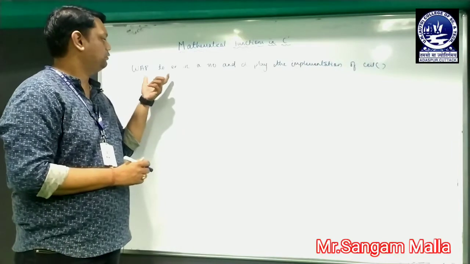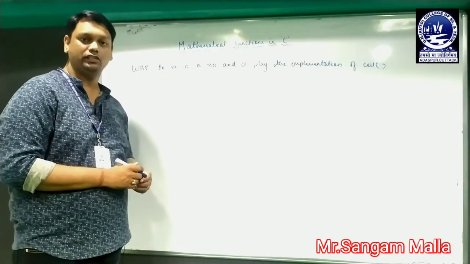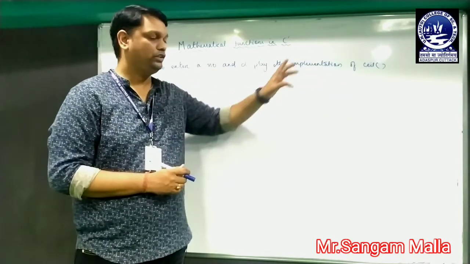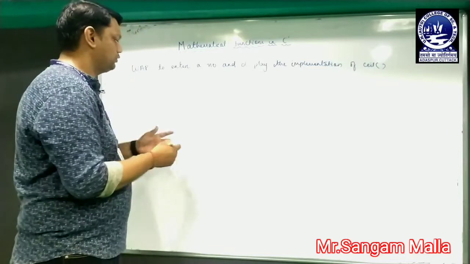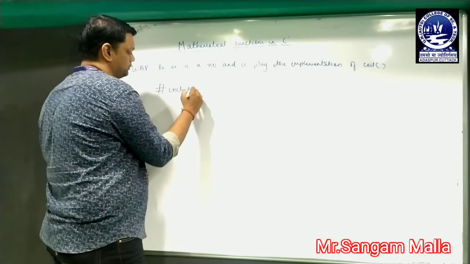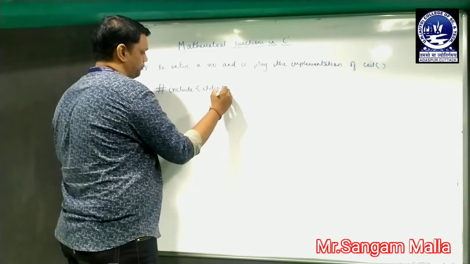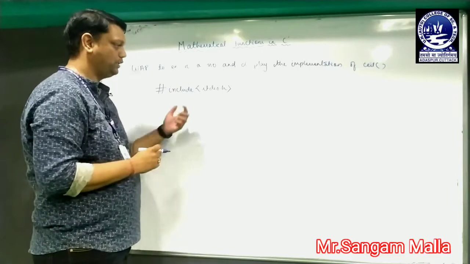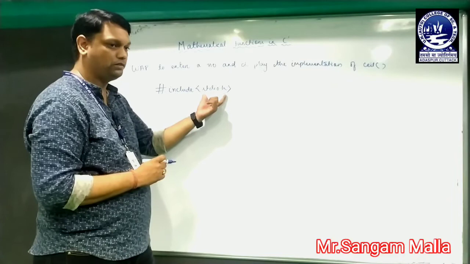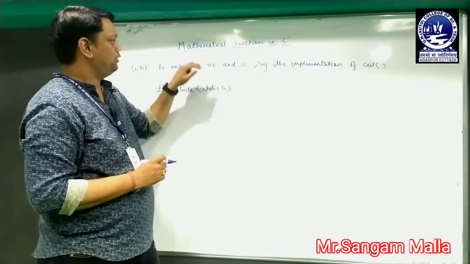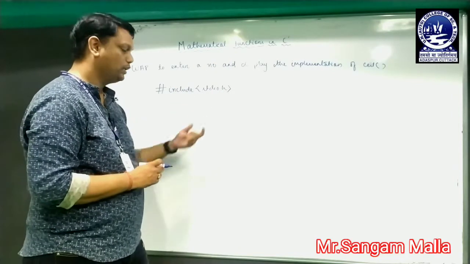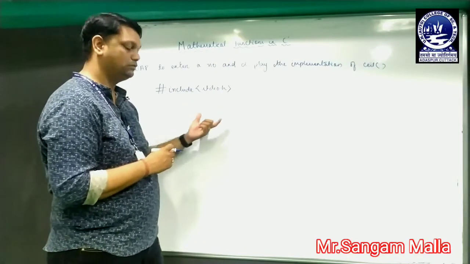Now let's take an example. We have to enter a number and display the implementation of the CEIL function. So we have to enter a number and show the use of the CEIL function. As we know, the program starts with #include stdio.h, which is the general syntax of writing a program, and the general header file is stdio.h, that is the standard input output header file. But whenever we use mathematical functions in C, we have to call a special header file, that is math.h.